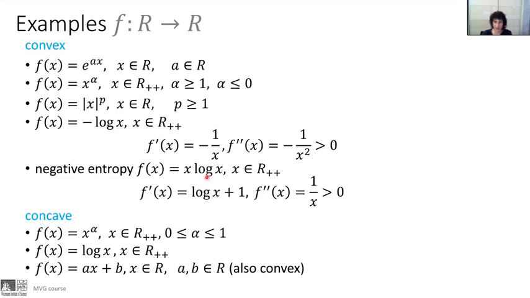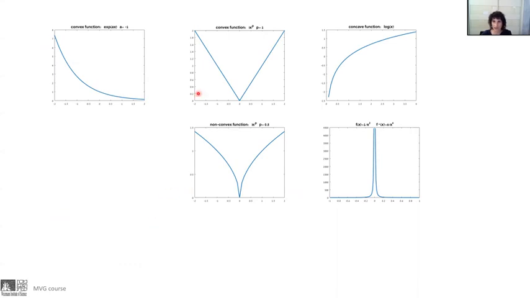Also, the negative entropy x log x is going to be a convex function, since the second derivative is greater than zero. We have also x to the power of alpha for alpha greater than one, or smaller than zero, which is also a convex function. In this domain, this is a concave function. Actually, minus log x and x log x are strictly convex functions. And here you have some visualization for convex, concave, and non-convex functions, because x to the power of p, where p is half, is not a convex function.